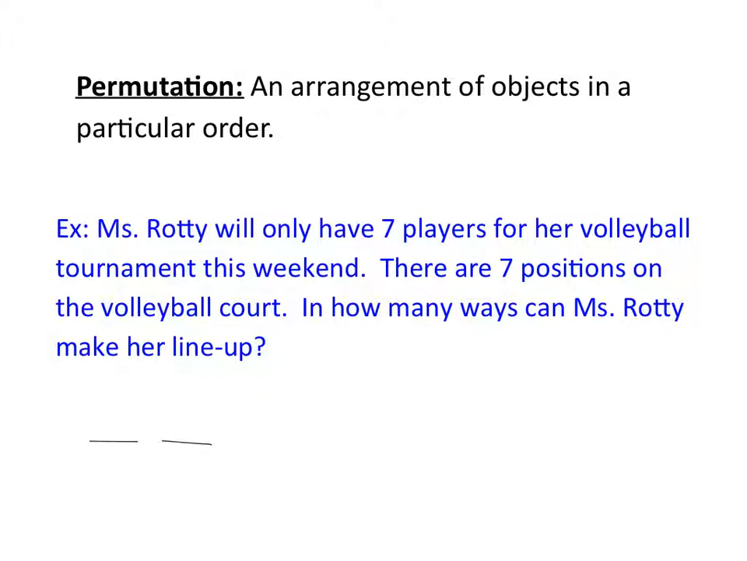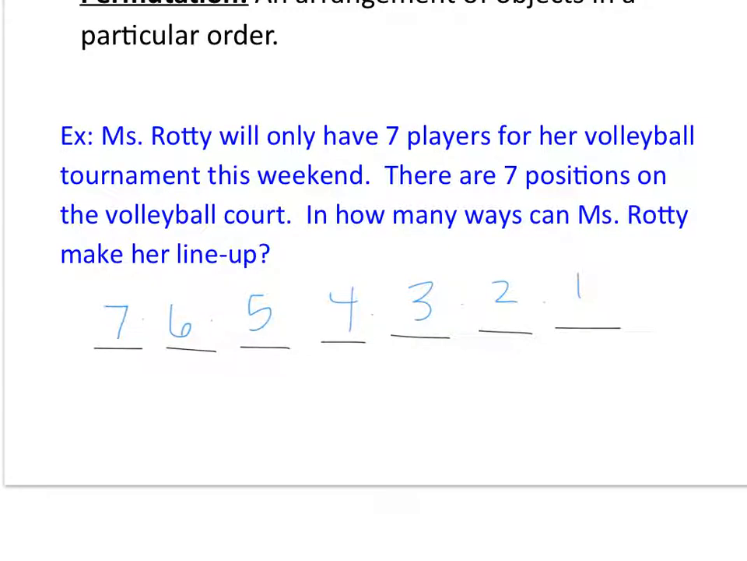So if I have 7 spots to fill for this volleyball team, I know that if I have 7 players to choose from in that first spot on the court, I have 7 people to choose from. Then, when I look at the second spot, I've already used 1 person in that first spot, so now I only have 6 players left to choose from. And then I only have 5 left, and 4, and 3, then 2, and then 1 last person to fill that last position. So we're going to multiply these all together, and when I multiply them together, I end up getting 5,040 different lineups.